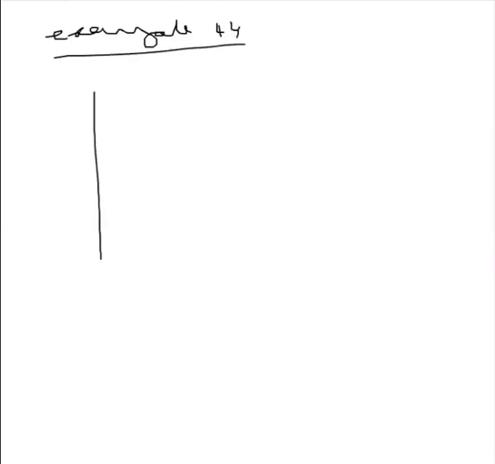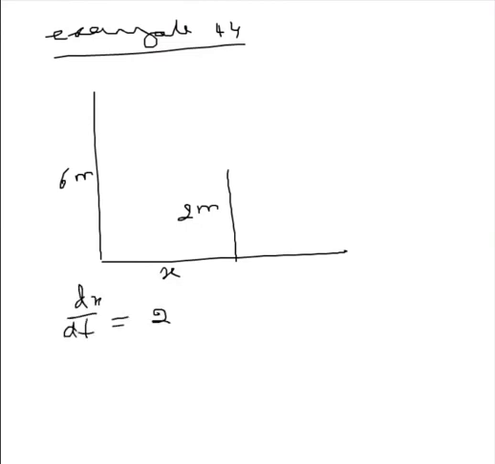This is the lamp post. This is the man. A man of height 2 meters walks at a uniform speed of 5 kilometers per hour away from the lamp post. He is walking in this direction. If I take this x, as he walks away from the light, x increases. So that is his walking speed. So dx by dt is his walking speed, which is 5 kilometers per hour.